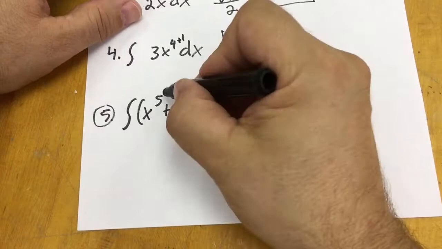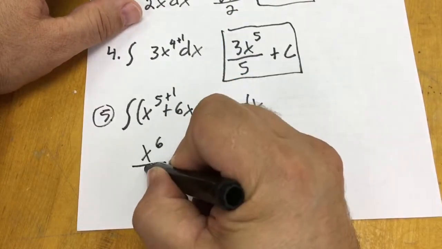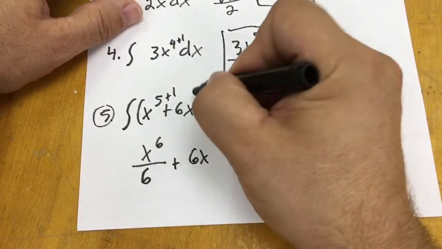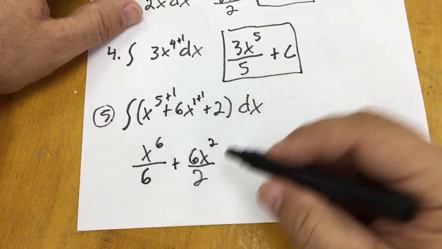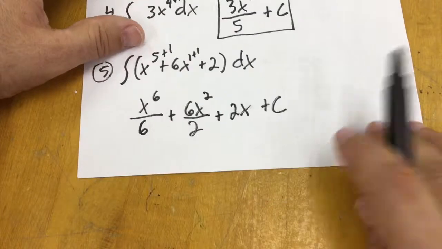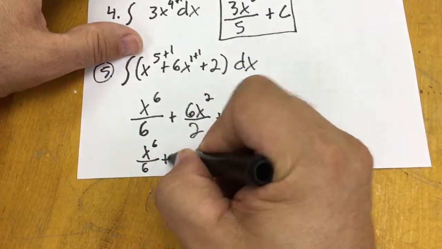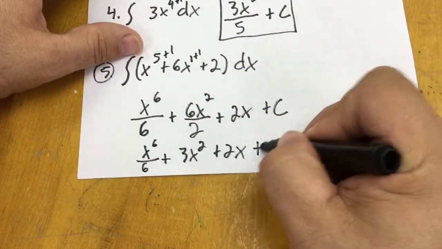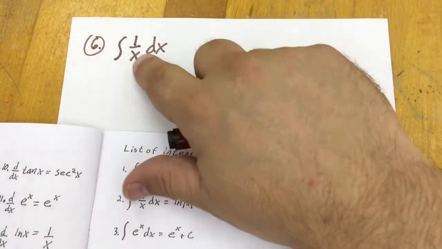Finding the antiderivative, I add 1, so that's going to give me x to the 6th, and then I divide by that exponent, 6, plus 6x, I add 1 to the hidden 1 there, so that's 6x squared over 2, I'll be able to simplify that, plus 2x, and plus c. Now I'm just going to simplify that middle term to give me x to the 6th over 6, plus 3x squared, plus 2x, plus c, and there's that integral or antiderivative.